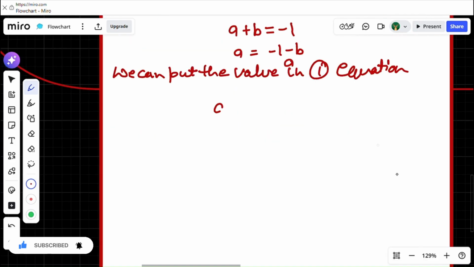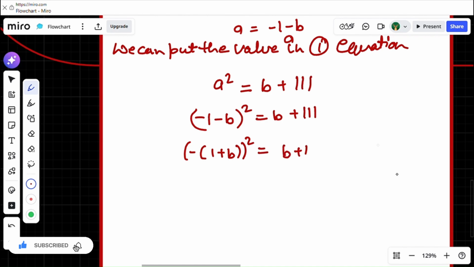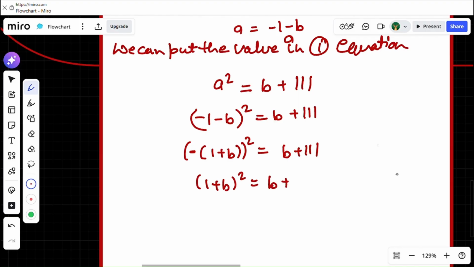A square is equal to B plus 1. So we can put A is equal to minus 1 minus B. Minus 1 minus B whole square is equal to B plus 1. Next, we can take the minus common: minus 1 plus B whole square is equal to B plus 1. Minus square will be positive, and 1 plus B whole square is equal to B plus 1.